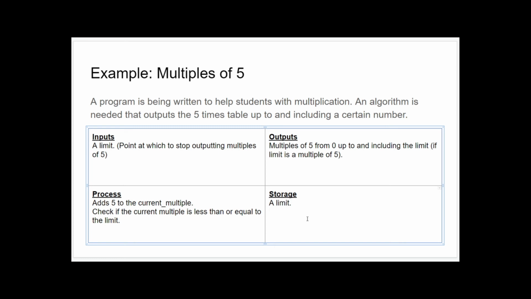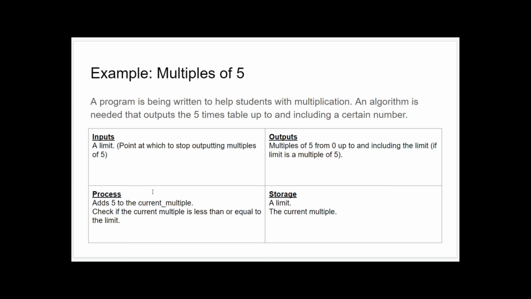And secondly, we need to store the current multiple, because we need to keep track of that to be able to print out the multiples of 5. If we didn't keep track of that in our algorithm, we wouldn't know which multiple of 5 we were on, so we wouldn't be able to keep outputting the multiples of 5. So we need to keep track of the current multiple. We need to store that for our algorithm to work. Okay, so that's our IPSO chart for this algorithm completed.